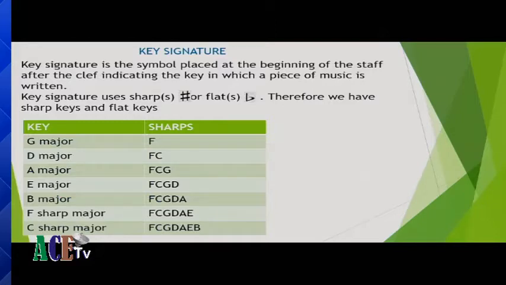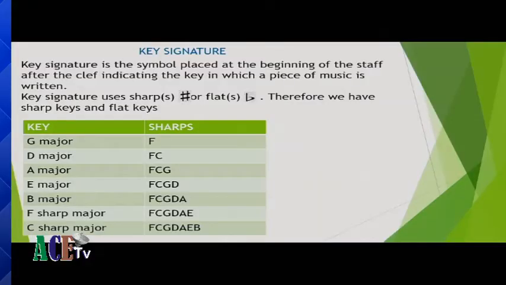The key signature. The essence of discussing the technical names is because we are going to make use of those items when you are to describe your key signature. Your key signature is the symbol placed at the beginning of the staff after the clef, indicating the key in which a piece of music is written. So this is the symbol you have on the staff. It is on the staff you place your key signature.